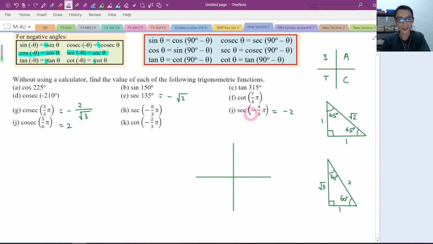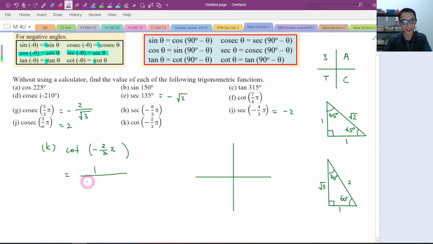Okay, for I and J, I let you try yourself. These are the answers. Let me show you one last one. Cotangent -2 over 3 pi radian. Okay, let's say you don't want to convert it to degree. You can actually do it like this. Also, you will still get the same answer. Now, cotangent -2 over 3 pi. You don't have to write the radian. Whenever you write pi like this, people know that this angle is in radian.